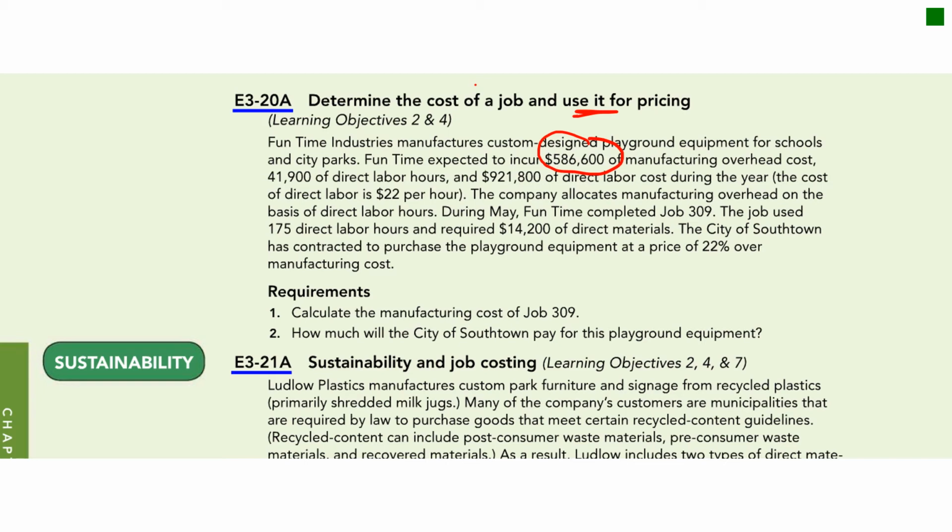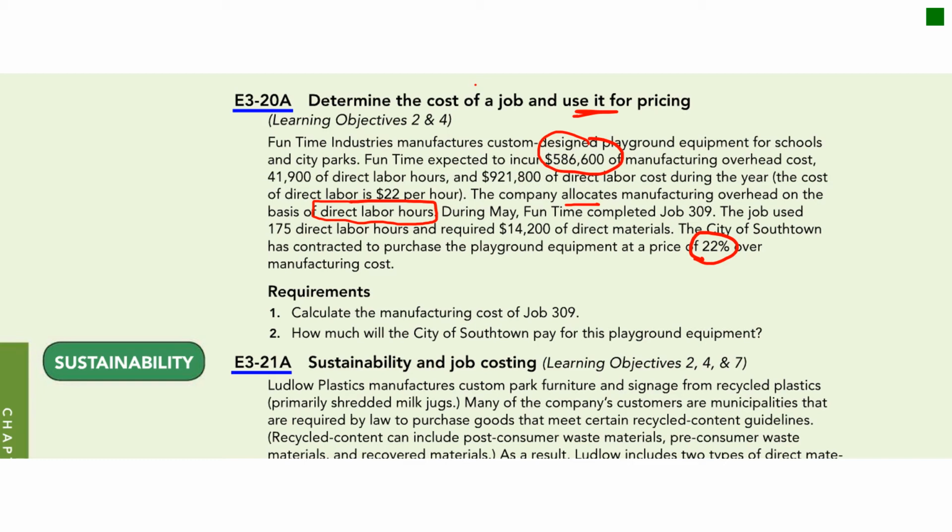And then of course they also give us the direct labor cost, which would be $22 per hour. Here's the big thing. They allocate overhead on the basis of direct labor hours. So that's what we're going to use to get the rate and also to allocate. It says that they completed job 309. The job used 175 direct labor hours. It took $14,200 of direct materials to complete. It says the city of Southtown has contracted to purchase the playground equipment at a price that is 22% over cost. So first of all, let's get the cost of the job.